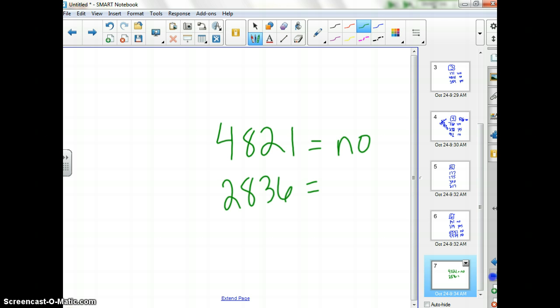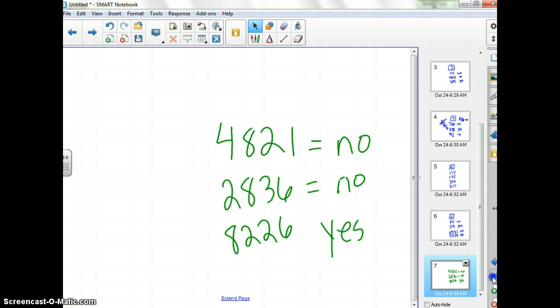What do you get when you add them up? No, you don't. Add them up again. 19. Does 9 go into 19 evenly? No. How about this one? Add them up. What do you get? When you add them up, you get 18. Does 9 go into 18 evenly? Yes. This was a no.